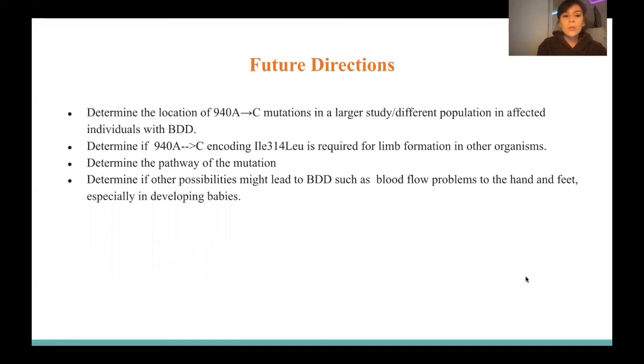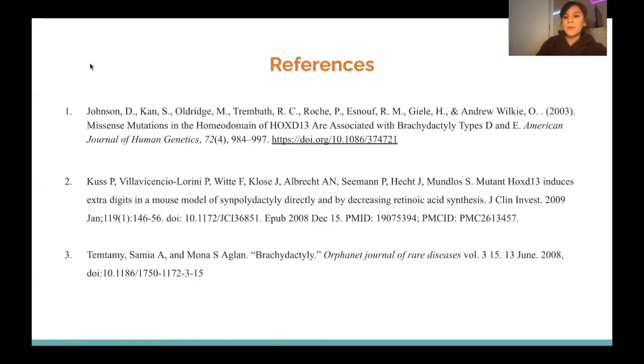Future directions include determining the location of the 940A-C mutation in a larger study or different population in affected individuals with the condition, to determine if the variant encoding ILE314 LEU is required for limb formation in other organisms, determining the pathway of the mutation, and determining if other possibilities might lead to Brachydactyly Type D, such as blood flow problems to the hand and feet, especially in developing babies. This is my reference page.